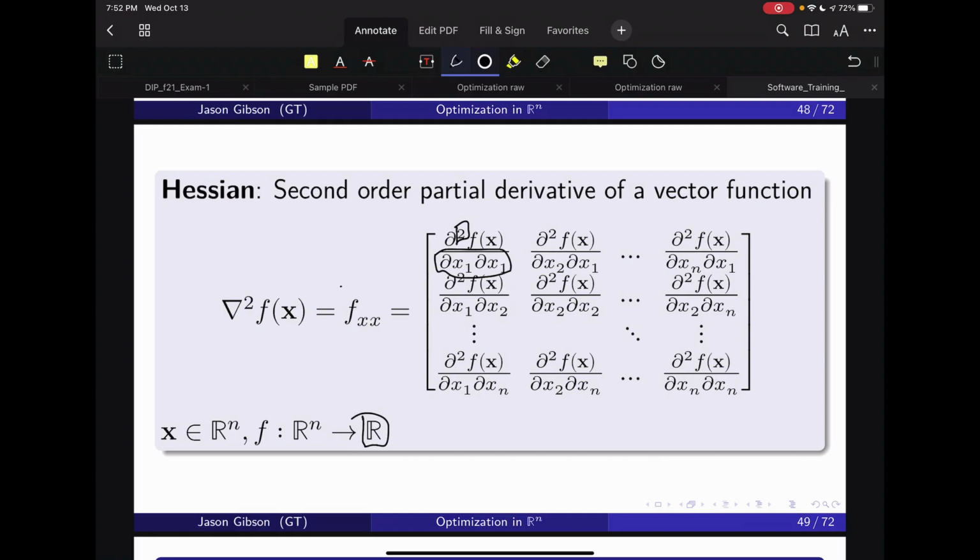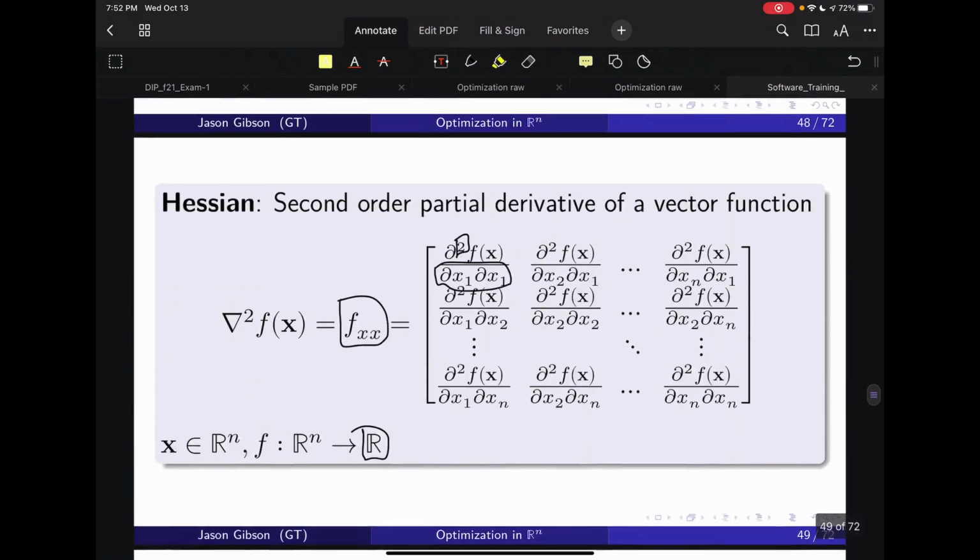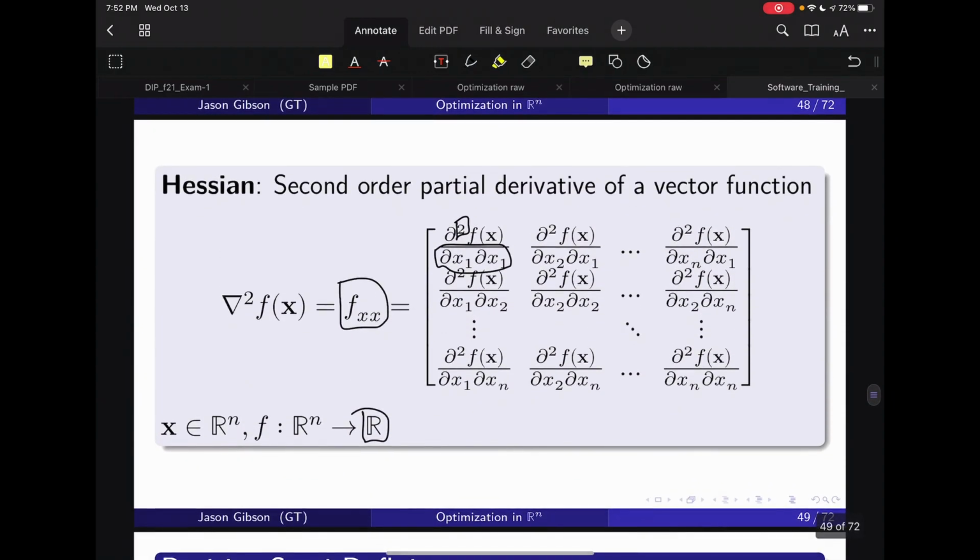So oftentimes you'll see things denoted with this, f sub xx, and this will come up a lot when we talk about controls. Now that we have the Hessian that represents the second derivative, remember that we have our second order necessary conditions that we can look at. But before we do that, we have to talk about something with respect to matrices.